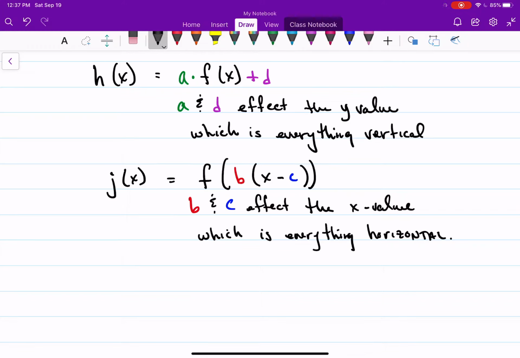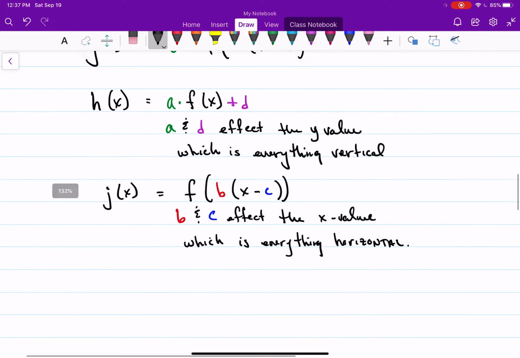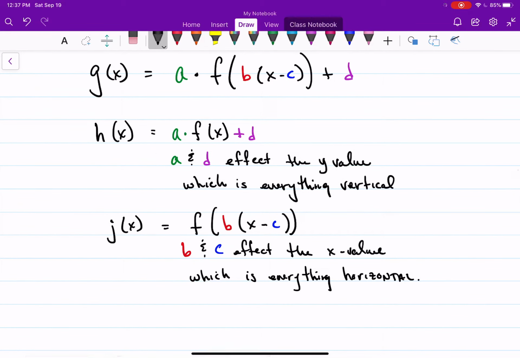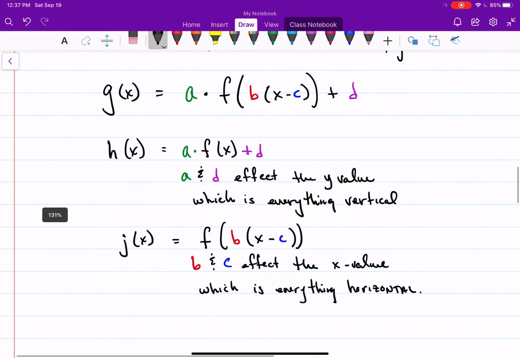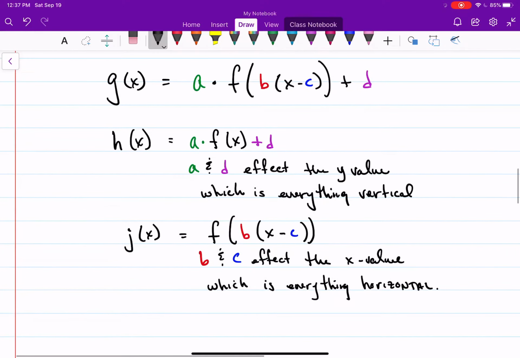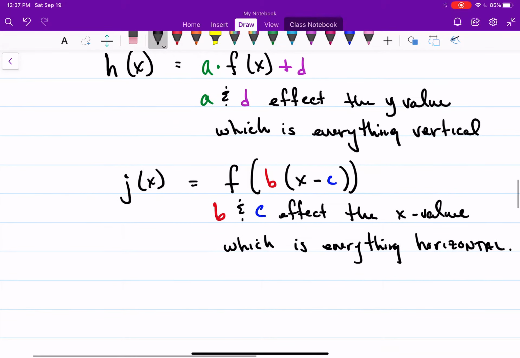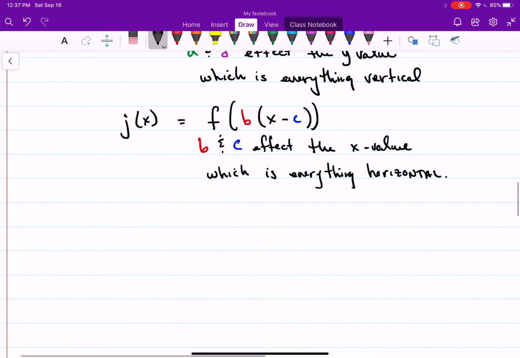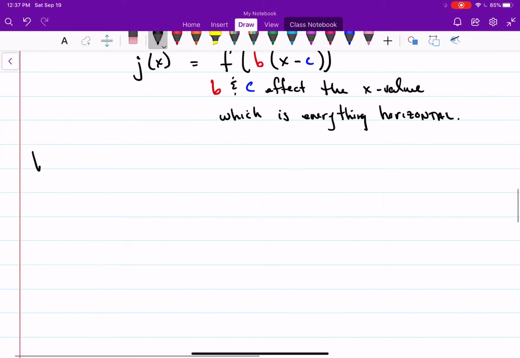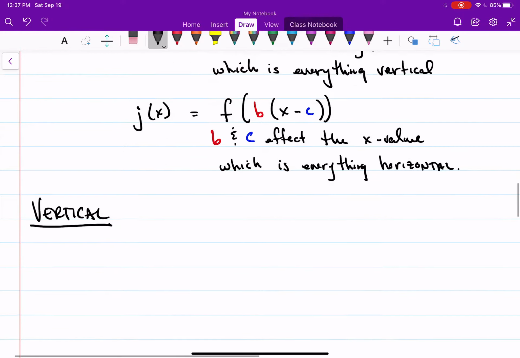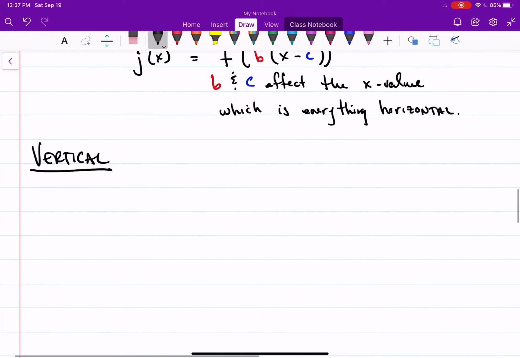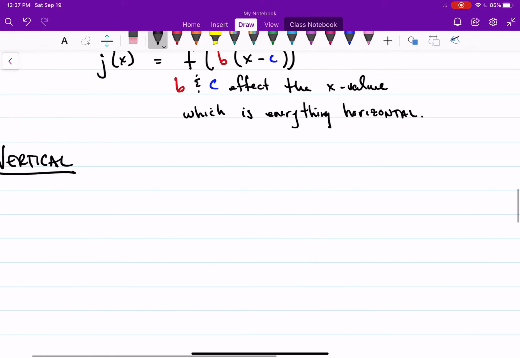So you probably want to know, how does it affect it vertically? How does it affect it horizontally and stuff like that? So let's take a look here. No, you know what? Let's deal with the vertical stuff and then we'll deal with the horizontal stuff. So let's talk about vertical. Vertical was an a and a d. So let's talk about how a affects everything.